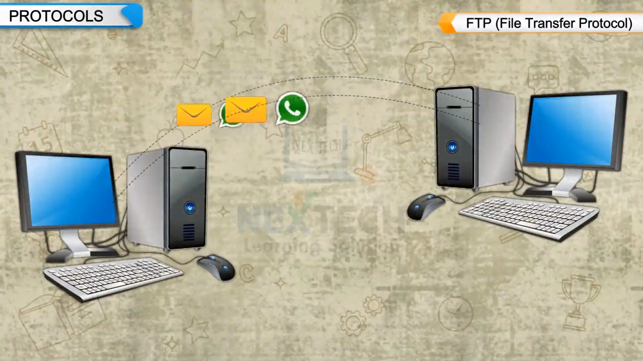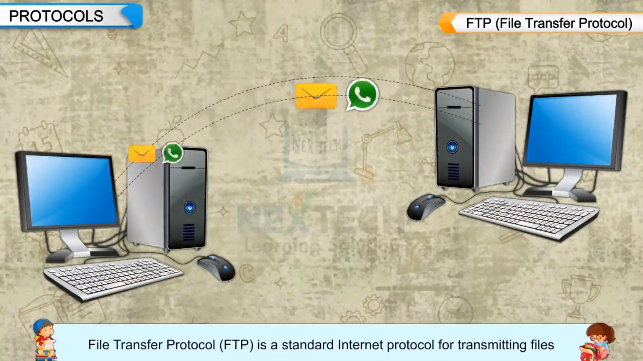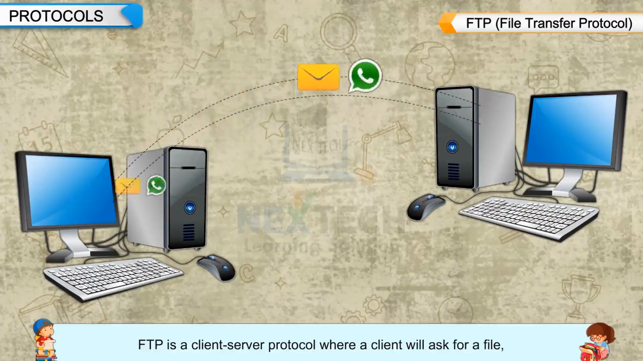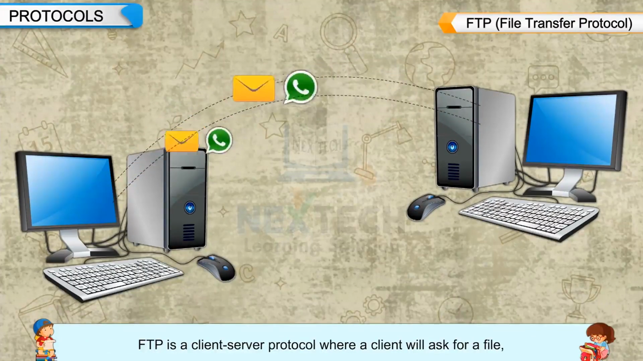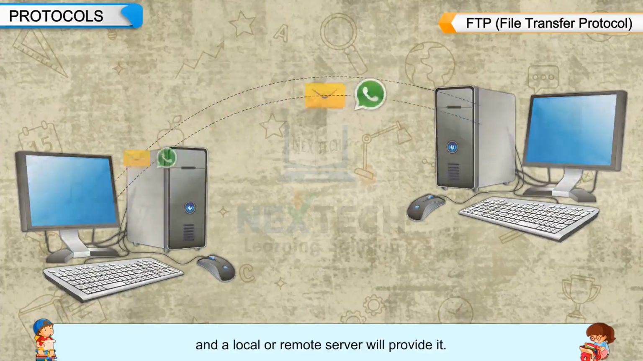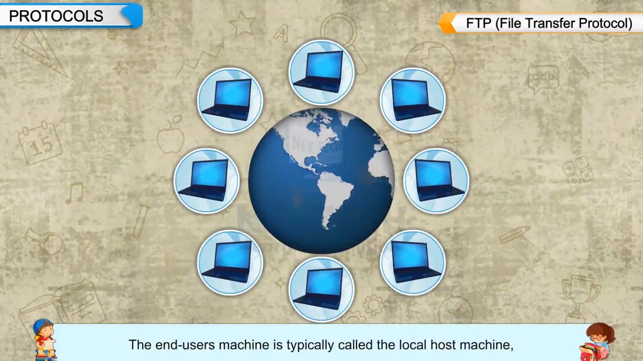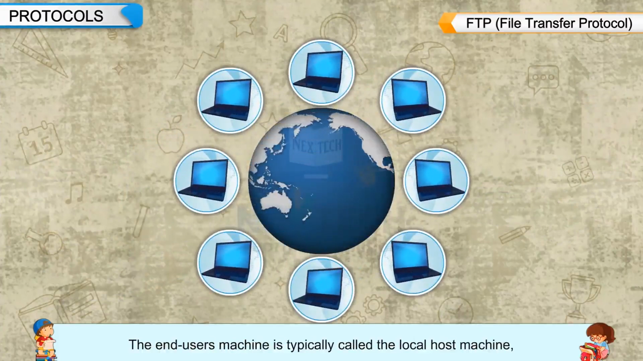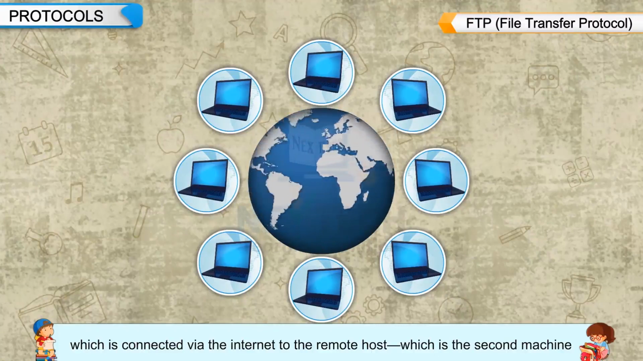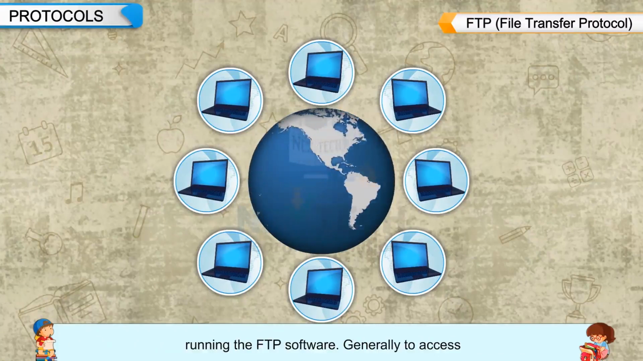FTP, File Transfer Protocol. File Transfer Protocol (FTP) is a standard Internet protocol for transmitting files between computers on the Internet over TCP/IP connections. FTP is a client-server protocol where a client will ask for a file and a local or remote server will provide it. The end user's machine is typically called the local host machine, which is connected via the Internet to the remote host, which is the second machine running the FTP software.